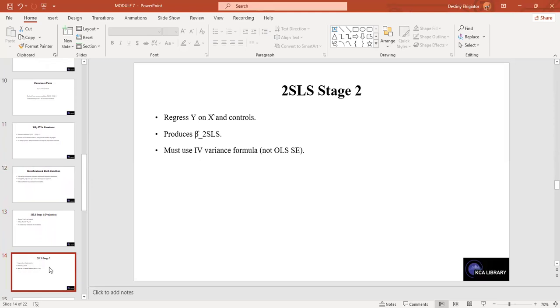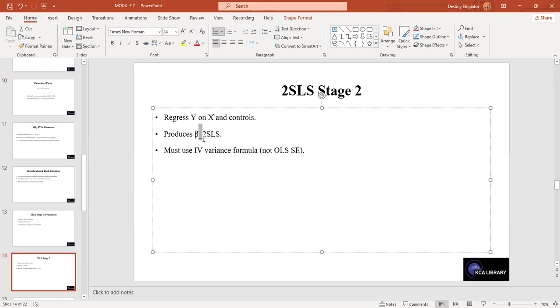Now let's look at stage 2. Regress Y on fitted X and controls. This produces beta subscript 2SLS. When you see this sign, just know that what follows is a subscript. You must use the IV variance formula, not the OLS standard errors.